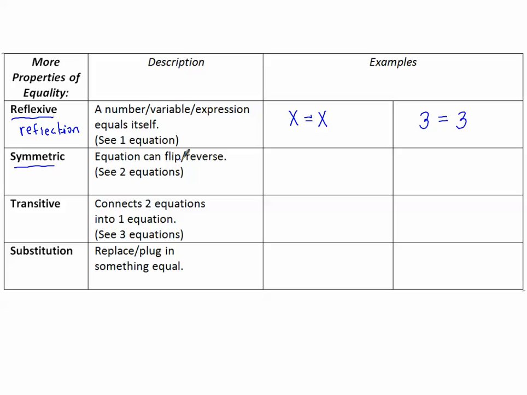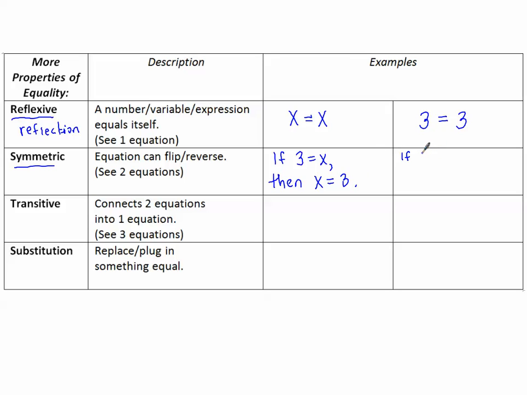The equation can flip or reverse. For example, if 3 equals x. You know, sometimes we solve an equation and we see it backwards. Well, we can turn it around. Then that means x equals 3. So it's the same whether it says 3 equals x or x equals 3. That's the symmetric property of equality.